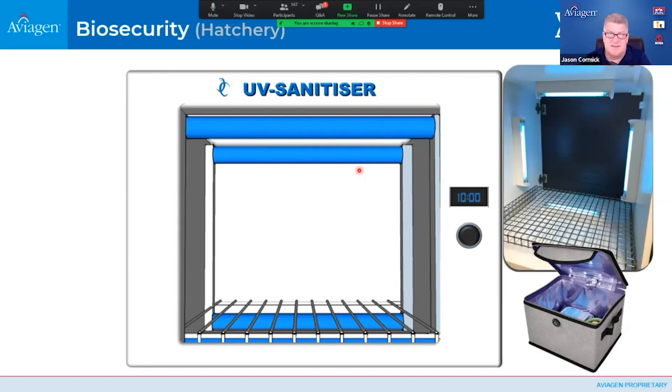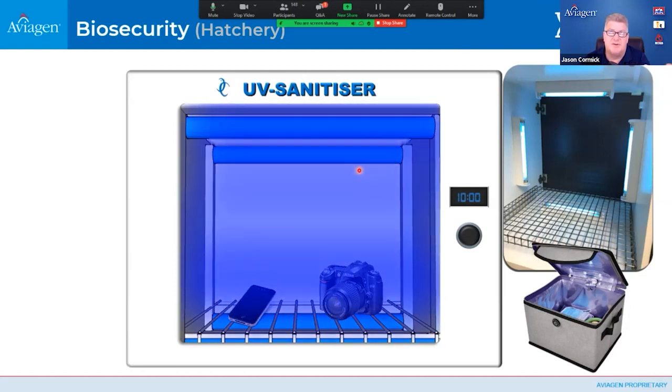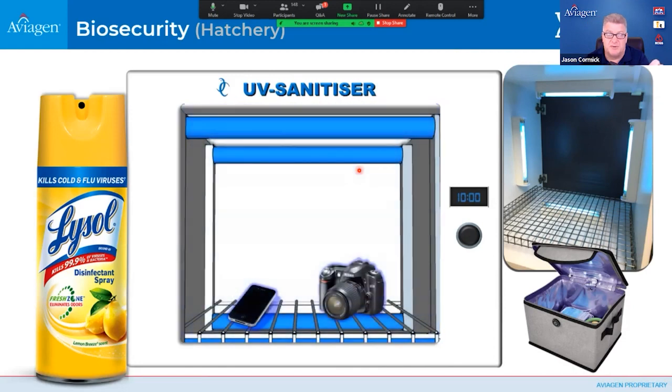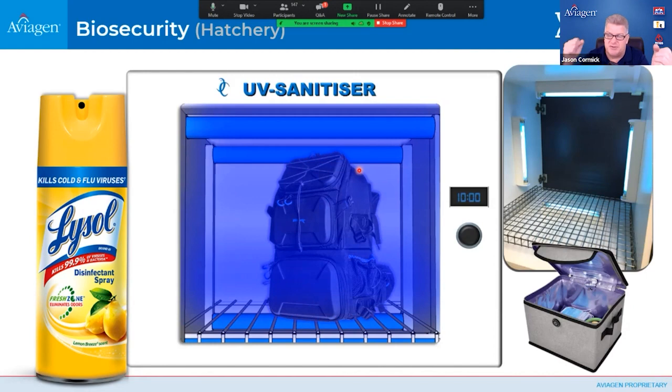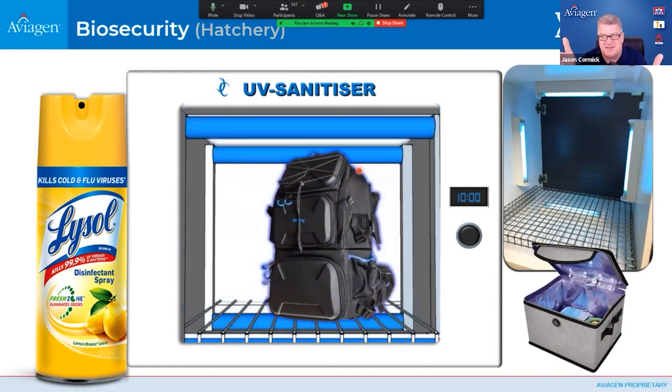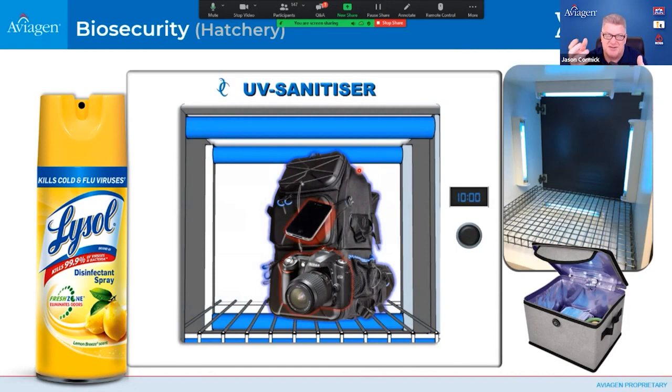Now, the idea of this is you put your equipment in there. A lot of the times when we go to operations, they will put your whole bag in there. The problem is if you put your whole bag in, you're only going to sanitize the surface of that bag. You're not sanitizing what's inside it. So we need to get our equipment out and clean it before we take it into the operation.